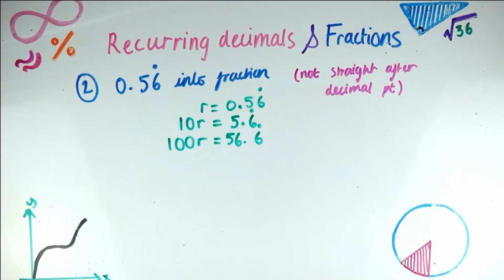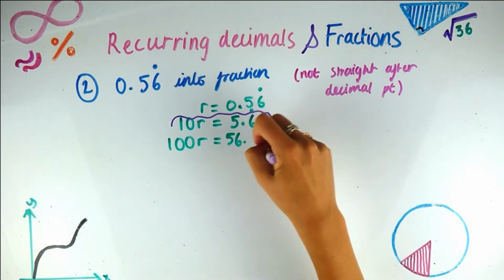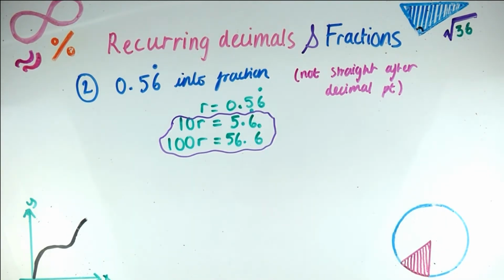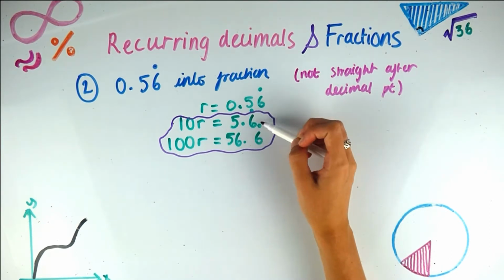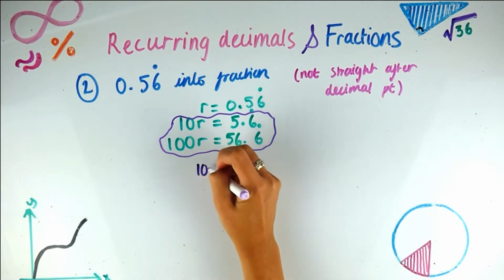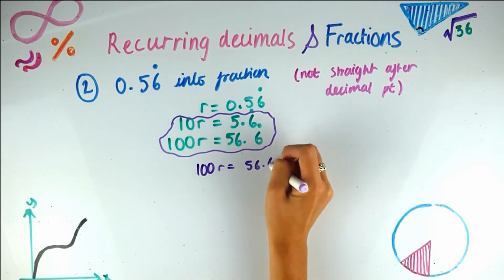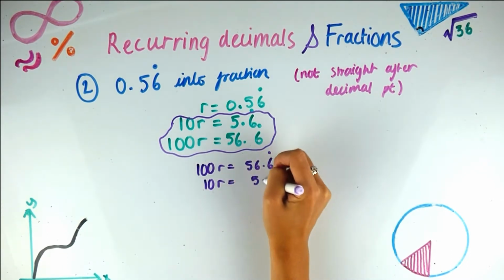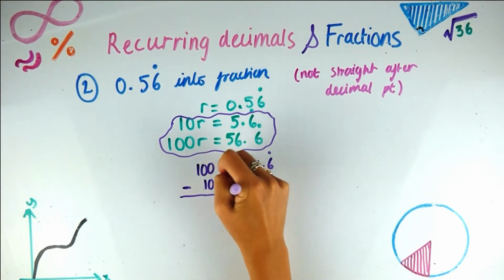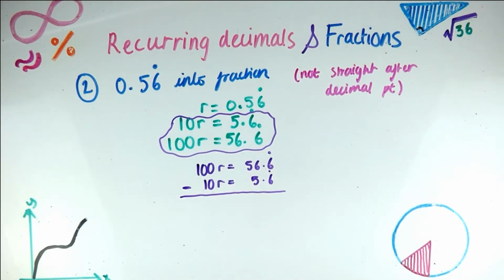56.6 recurring. Now if we look at these two, the 10r and the 100r, we can see that they have the same thing after the decimal point, purely the recurring part, 0.6 recurring. So our next step is the same: this time we do 100r, because the whole aim is to get rid of this annoying recurring section after the decimal point, and you subtract them. So 100r, but this time you're subtracting 10r instead of just r. That's the difference between example 1 and example 2, because of needing to get the recurring bit after the decimal point.